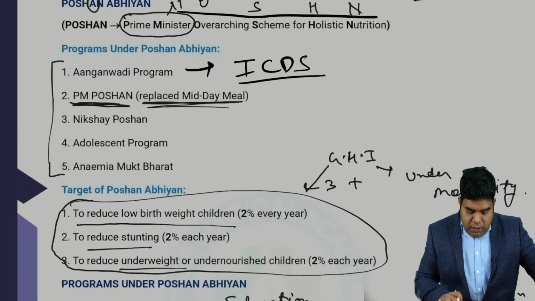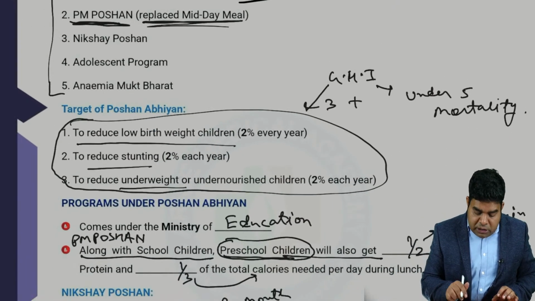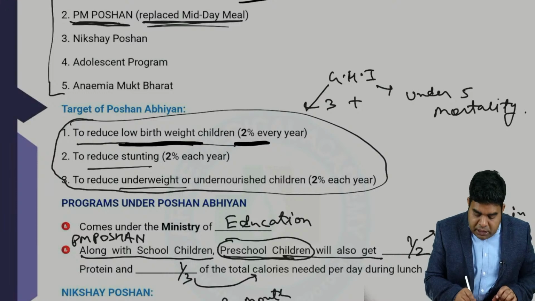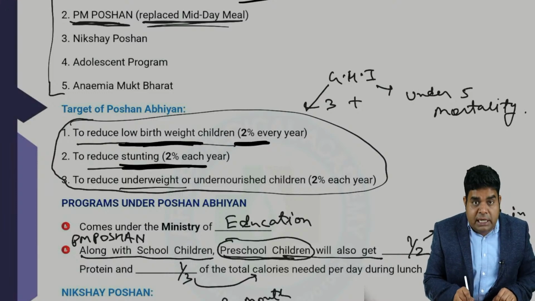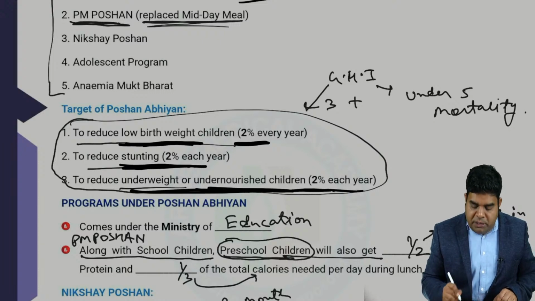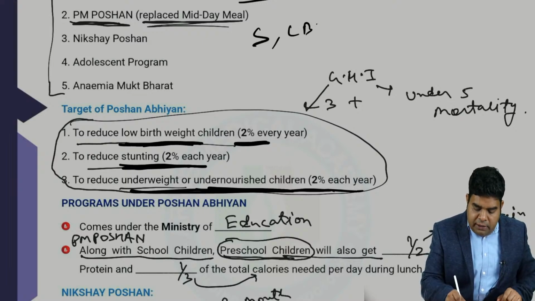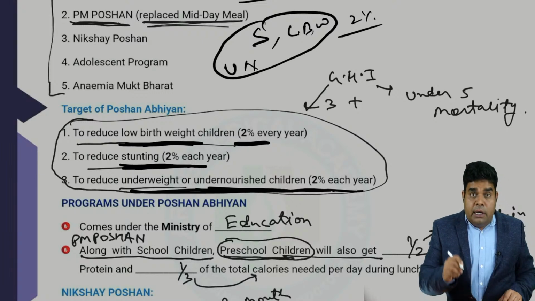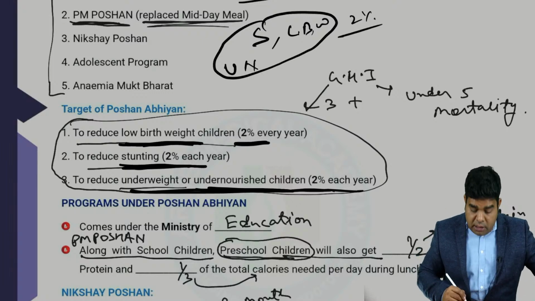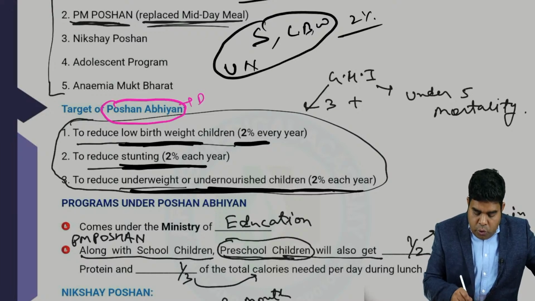Okay. So let's revise this program, but before that, do revise the target. The target is, we have to reduce low birth weight by 2%, stunting by 2%, and undernourished, underweight by 2%. So stunting, low birth weight, and underweight, undernourished, these 3 should be reduced by 2%. So they can ask, which is not a target of Poshan? Poshan Abhiyan do not focus on wasting. Don't include wasting.